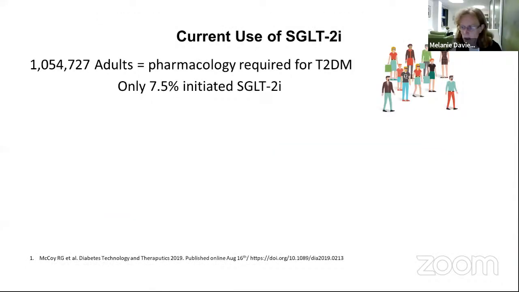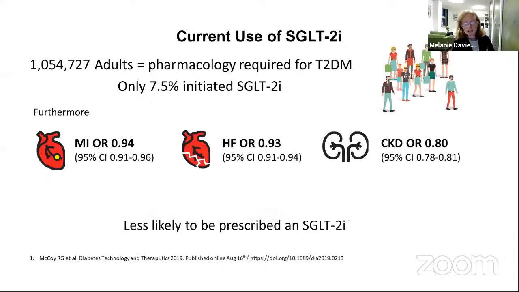Now, I just want to end with a bit of a reality check, because the ADA EASD consensus talks about this, and the European Society of Cardiology advocates early use of these drugs, and yet they're not very widely used. If we just look at the SGLT2s, data that came out in 2019 in over 1 million adults in the US showed that only 7.5% of patients with type 2 diabetes were initiated on an SGLT2. And actually you were less likely to be initiated on an SGLT2 if you had chronic kidney disease, heart failure, or an MI. So not only are we barely using these treatments, we're not using them in the patients who are most likely to benefit.